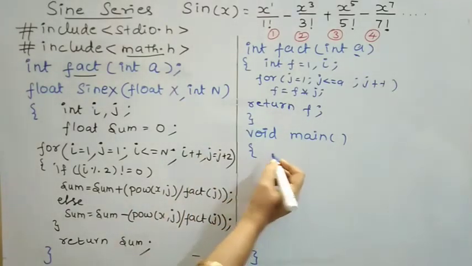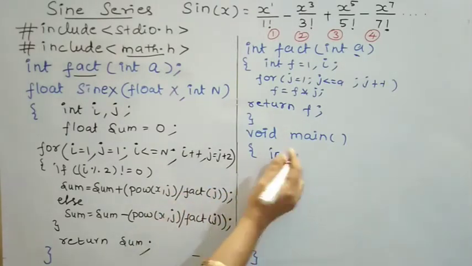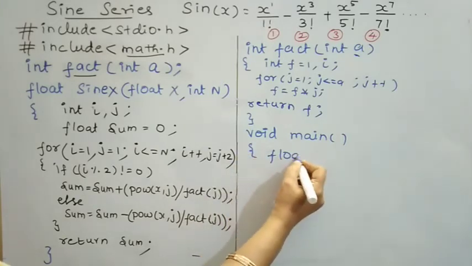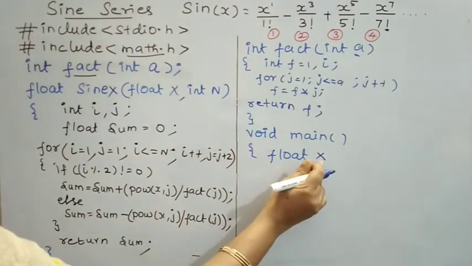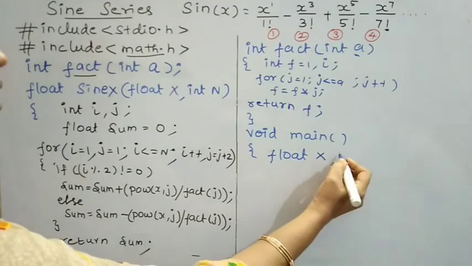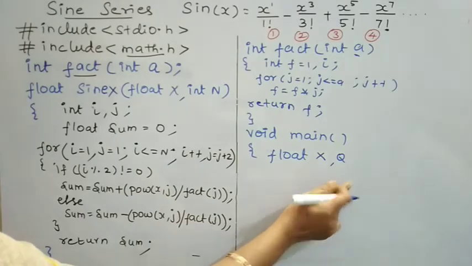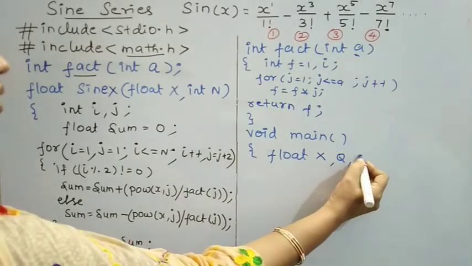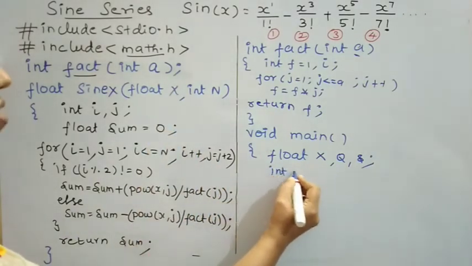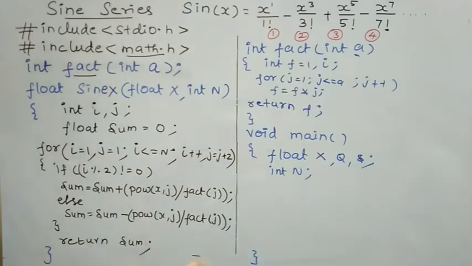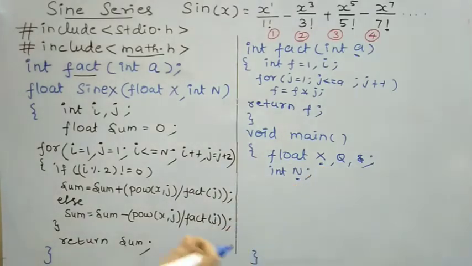Inside my main function, I am going to declare 4 different variables. Float x, the term whose sine series we are supposed to calculate, q to hold the original value of x before it is converted into its corresponding radian value, since x is given in terms of degrees, and s, the sum whatever we are computing. Okay, and then int n, that is the total number of terms in this series. So x and n are input to this function. We need to get the values of x and n from the user.